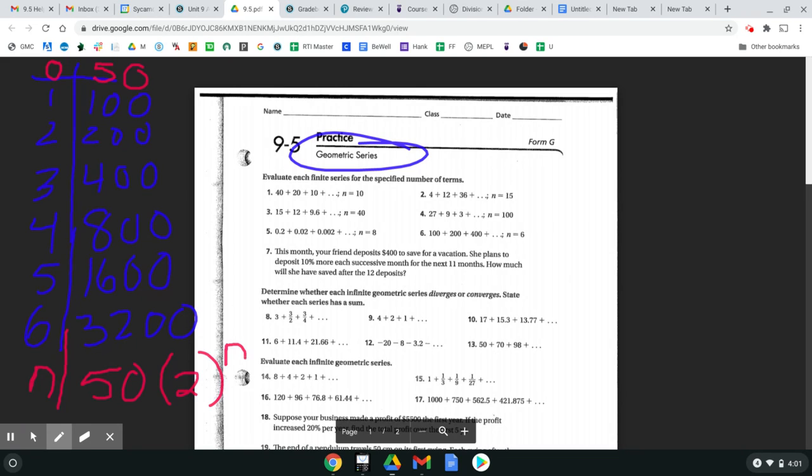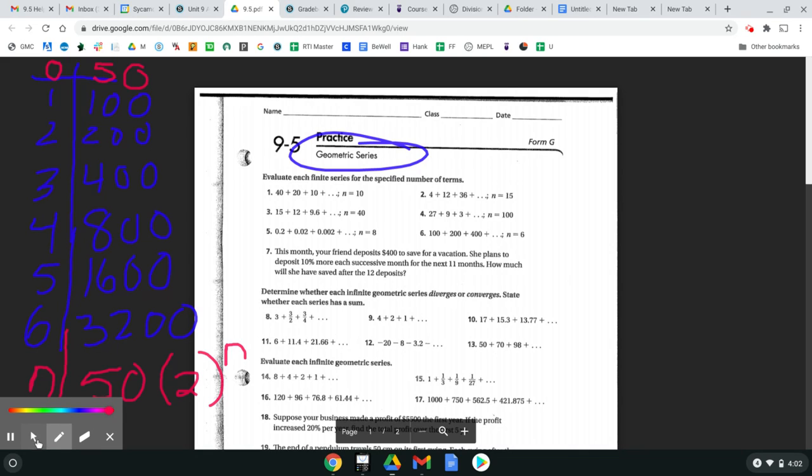See if that works. 2 to the first is 2. 50 times 2 is 100. 2 to the second is 4. 50 times 4 is 200. 2 to the third is 8. 50 times 8 is 400. So that works.